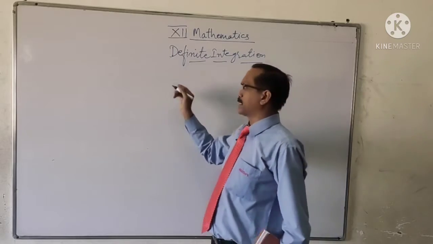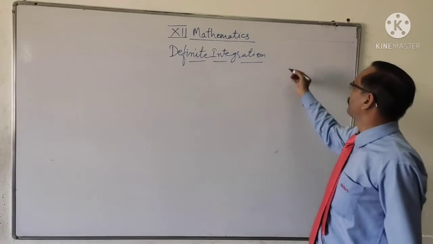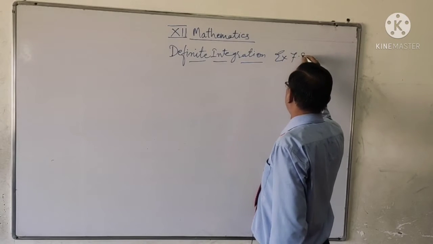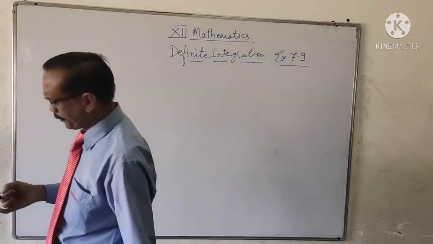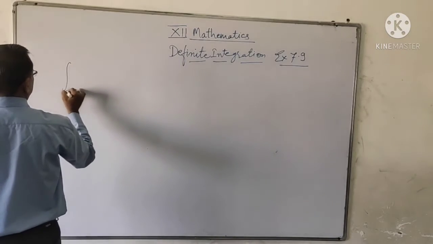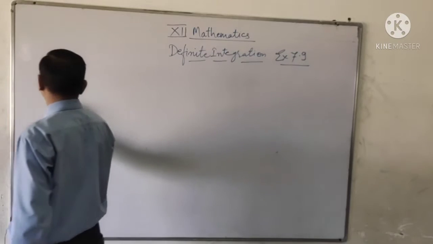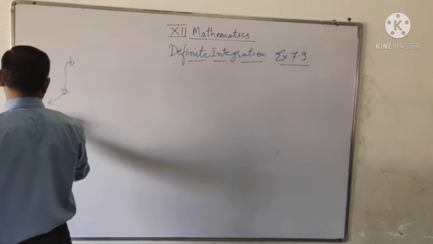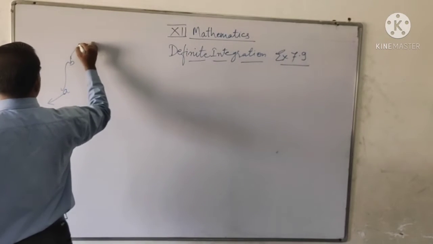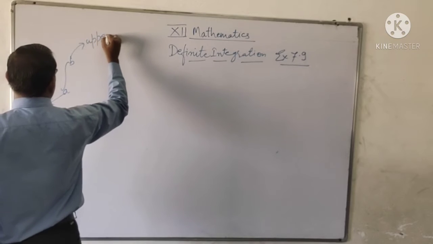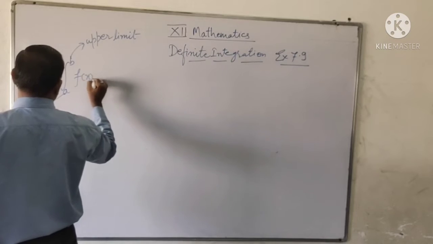Now, exercise 9.9. Students, see the logic. It is 7.9 in your syllabus. Now, students, in the definite integration there is a limit. A is called the lower limit, B is the upper limit. And it is a function f(x) dx.